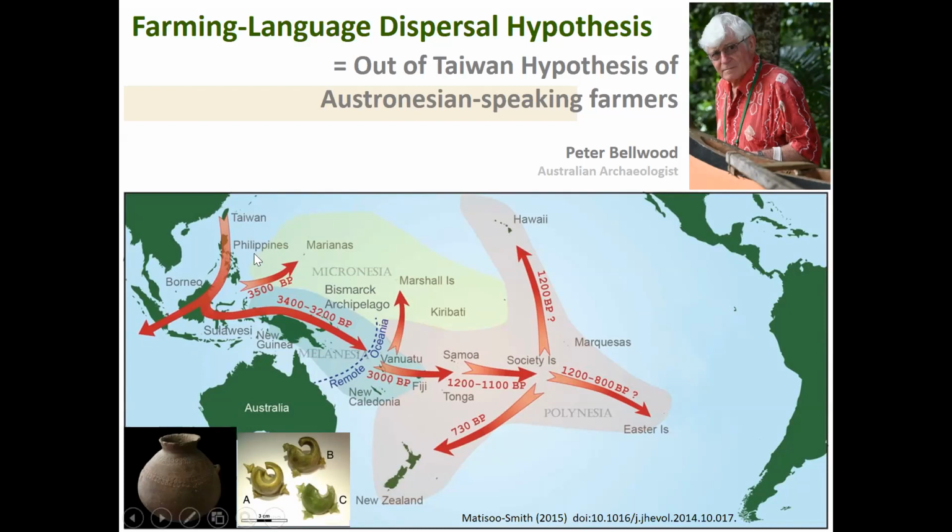And because they were agricultural people, they quickly replaced the hunter-gatherers living in this region. So they moved rapidly from the Philippines into island Southeast Asia, for example, Borneo. Then they went to Sulawesi, and they arrived in New Guinea approximately 3,000 to 3,400 years ago.